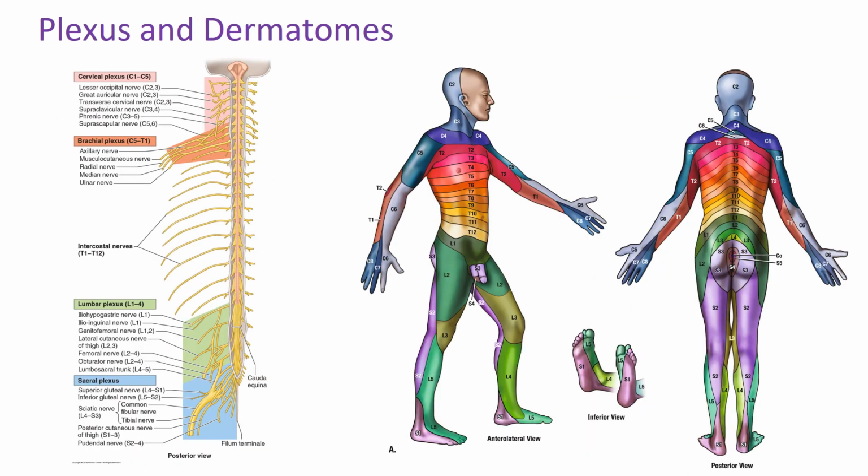All right, now moving into one of the last components of this unit. We're going to talk about plexuses and dermatomes. So what you really need to know about a plexus is a plexus is an anastomosis or a joining of a bunch of anterior primary rami of multiple spinal nerves.